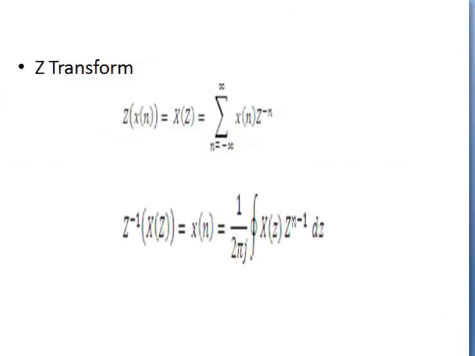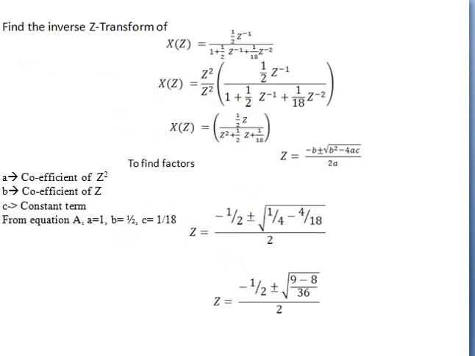Z transform is a transformation of x of n as X of z, that is, summation n equal to minus infinity to infinity x of n z power minus n. And similarly, the inverse Z transformation of X of z as x of n is equal to 1 by 2 pi j integration over the closed contour X of z z power n minus 1 into dz. Now we are going to see some inverse Z transform problems.